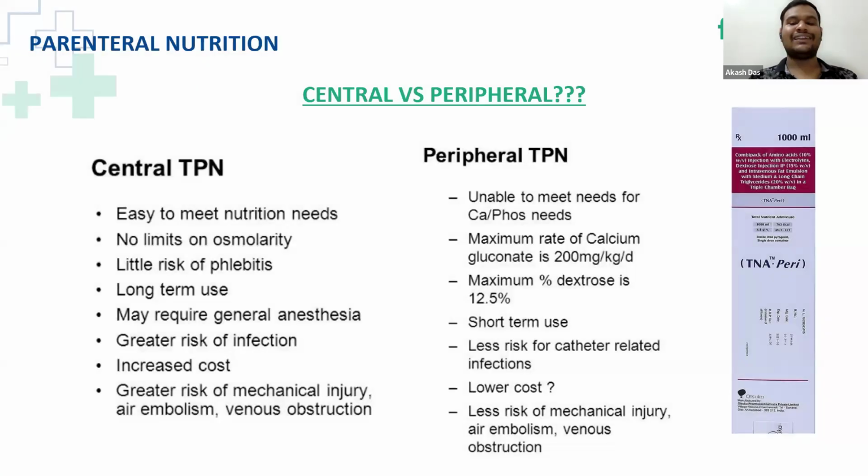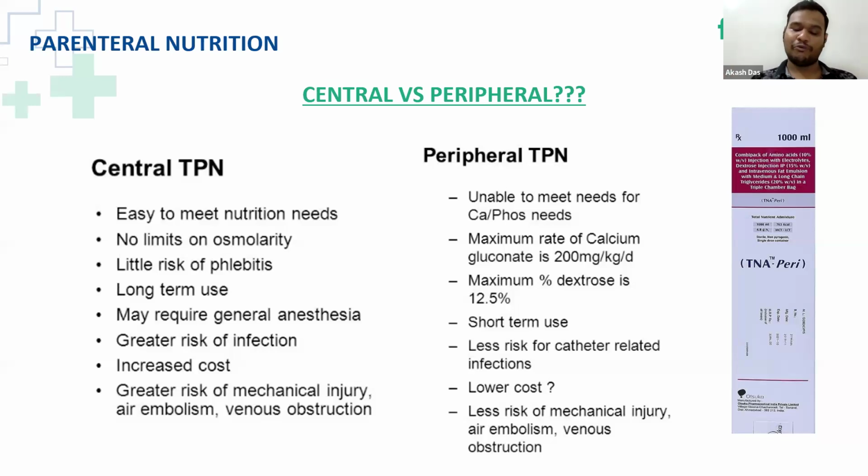So next, central versus peripheral nutrition. Okay, so what is central and what are the differences? So central TPN, if we see, it is easy to meet the nutrition needs. There is no limit on the osmolarity, little risk of thrombophlebitis. You can use it for long term, may require general anesthesia, greater risk of causing infections, increased cost, greater risk of mechanical injury, air embolism, and venous obstructions.